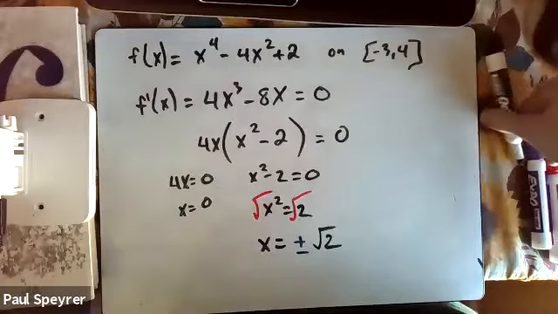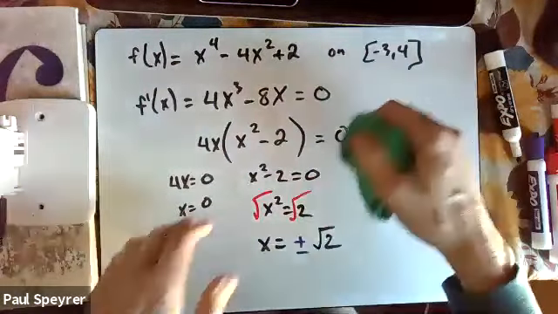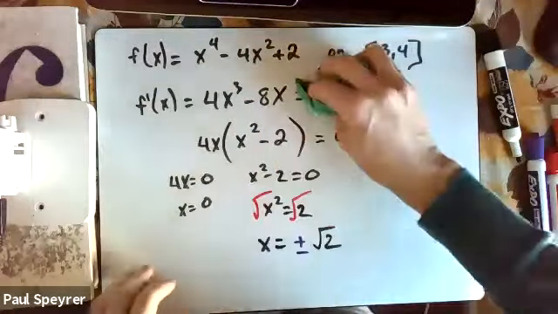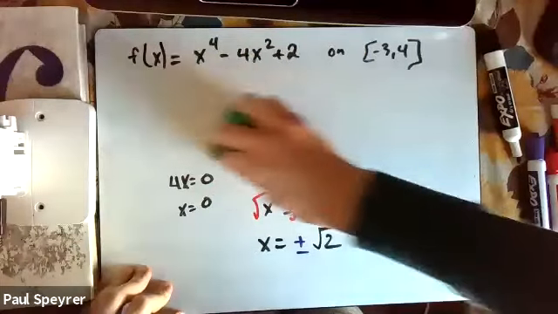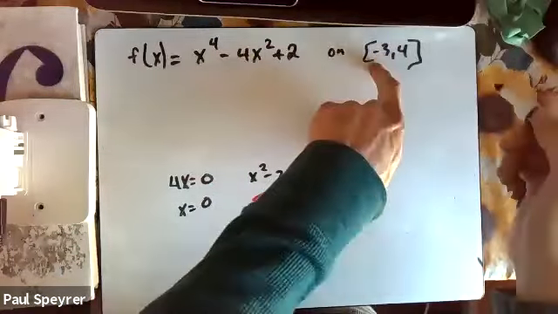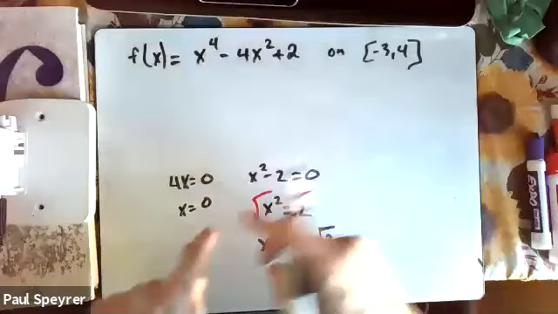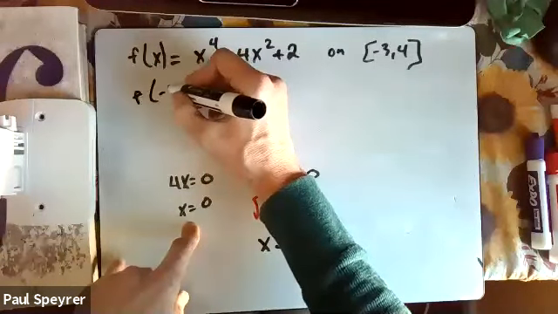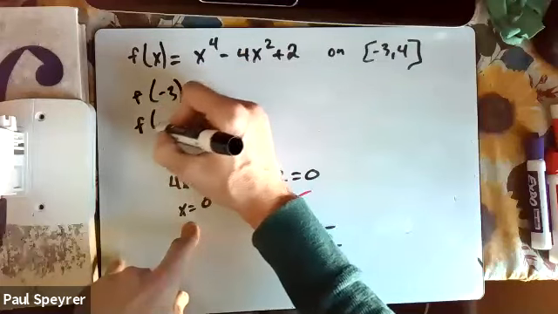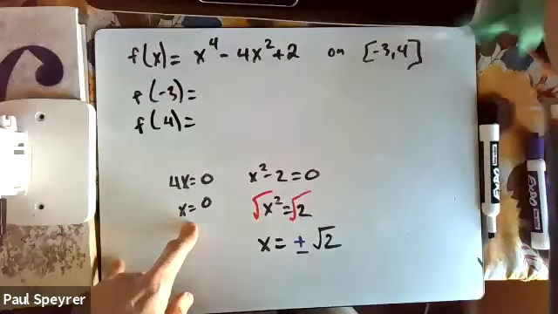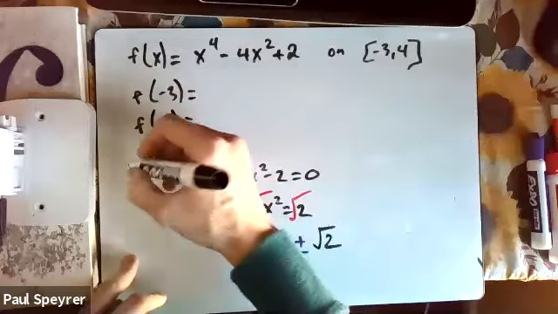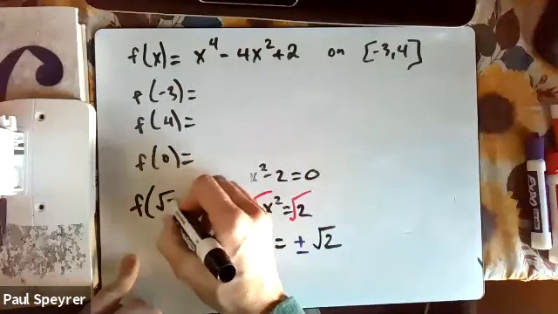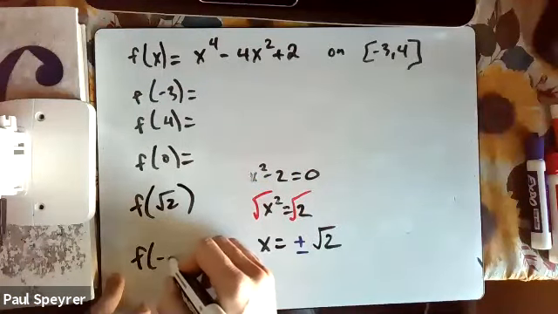Now we have all these values, right? We need to plug them into our original equation and see which one's going to give us the largest y value and the smallest y value. So we need to find, remember, we need to evaluate the endpoints and the critical values right here. So we need f of negative 3, f of 4, f of 0, and then f of root 2, and f of negative root 2.